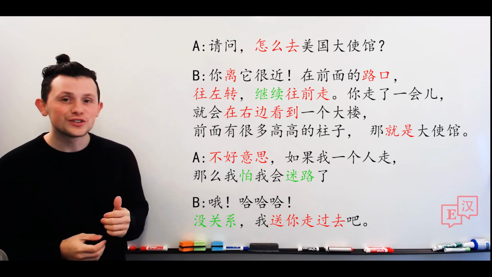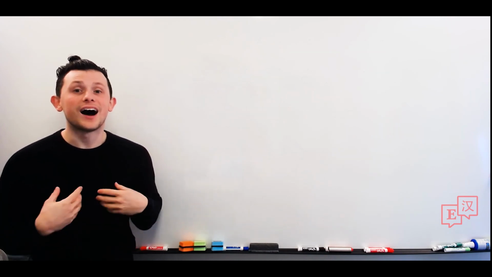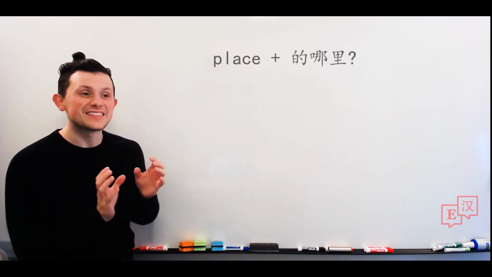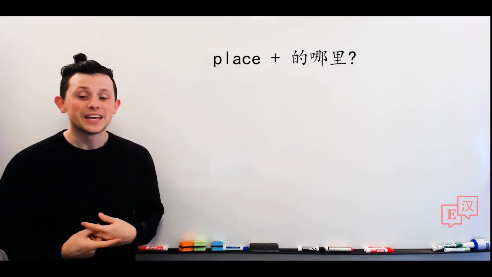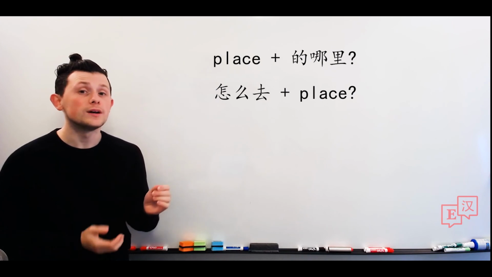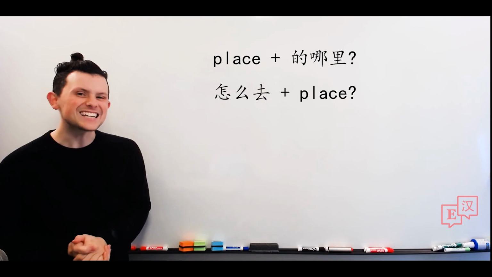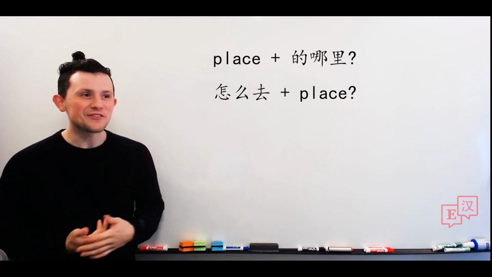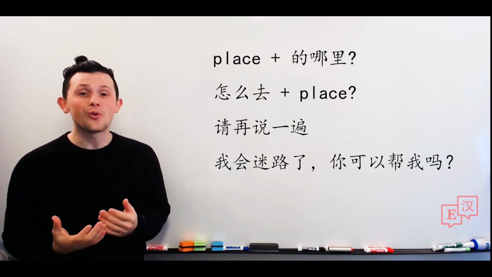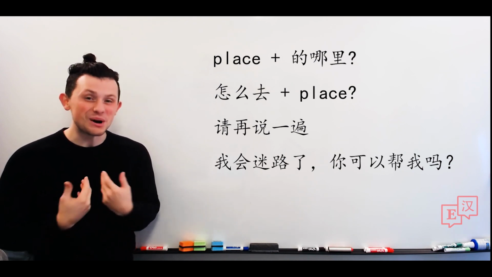So, important takeaways from this. If somebody tells you a direction or a place to go to and you need more information, you can say that place, 在哪里. If you need to ask how to get somewhere, you just say 怎么去, and then the place, how to get there, how to go, the place. And lastly, if you're not really sure after you've gotten directions, it's okay to ask them to say again, 再说一遍, or to be like 我会迷路了. 你可以帮我吗? Can you help me?